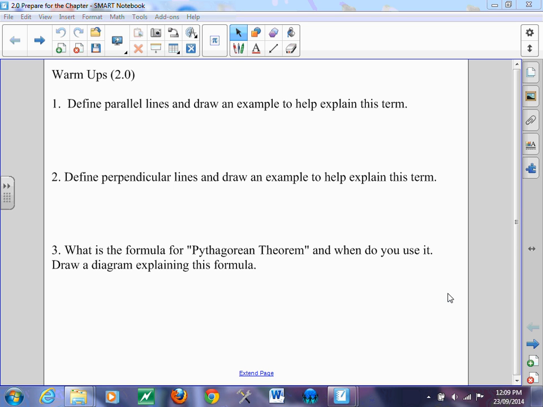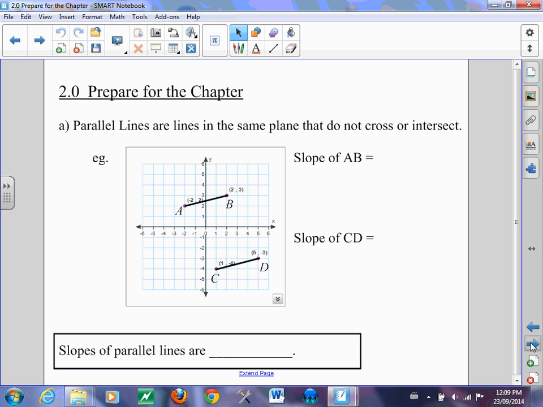So ladies and gentlemen, instead of actually doing the answers to the warm-ups, this is going to be part of our lesson today. Okay, preparing for the chapter means we're going to review stuff that you should already know, which hopefully are these 3 topics. So I'm going to flip the page and we're going to get started. So write down today's lesson 2.0, prepare for the chapter, and we're going to take a look at parallel lines. Okay, definition of parallel lines are lines in the same plane that do not cross or intersect.